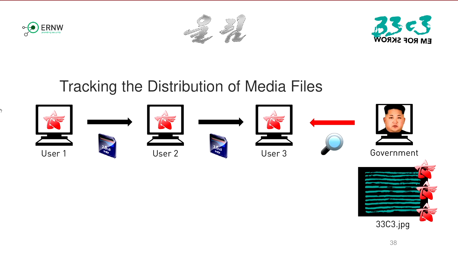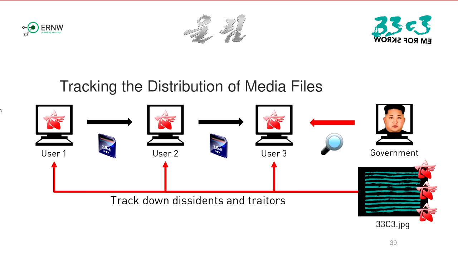If then the government gets access to, for example, the system of the third user and gets access to this JPEG file, and they want to know, okay, what is the source of this file and who has had access to this file, then they are basically able, with this single file, to track down dissidents or traitors or whatever, because it allows you to reference all the users that had access to this file.